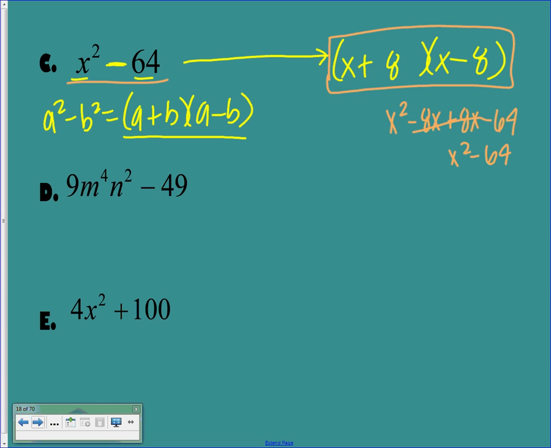Example D is the exact same, because 9m to the 4th n squared is a perfect square, and so is 49. So you're going to take the square root of both. The square root of 9 is 3.